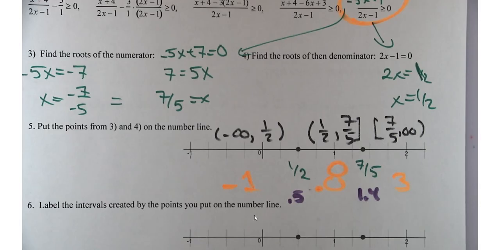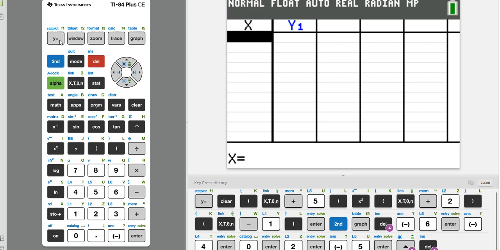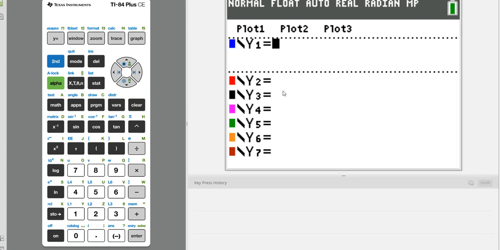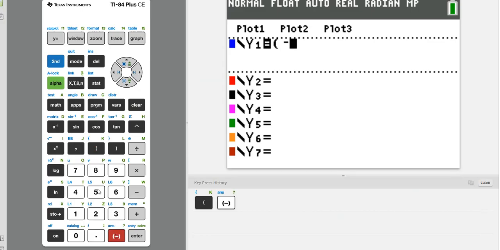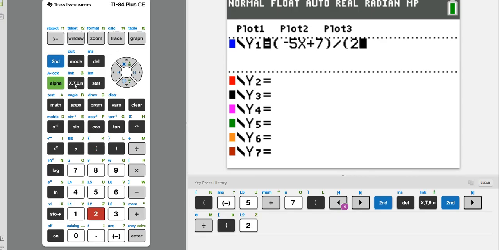Okay. As far as putting this in your calculator, we've got to be a little bit careful. I'm just going to delete all these values for the moment. Hit the y= key. You've got two options. Either one is fine. The first one can be used by anybody, and that is put parentheses around the numerator, -5x plus 7. Whoops, I forgot the x. So let's insert the x. So -5x plus 7, divided by parentheses 2x minus 1, like that. And that's great.